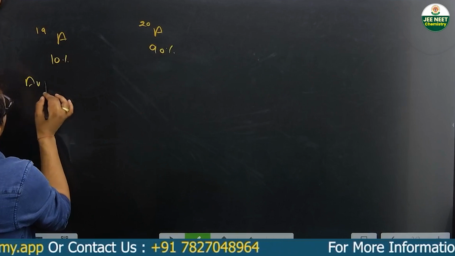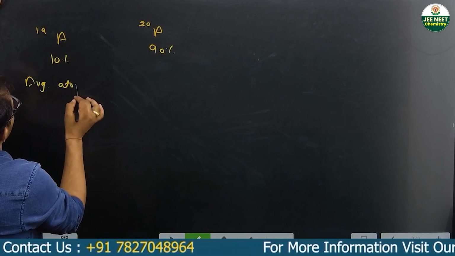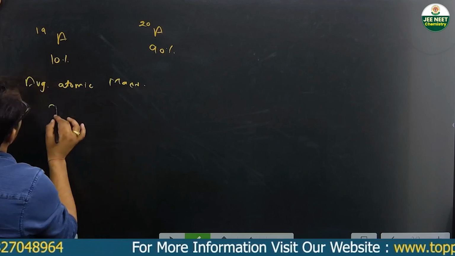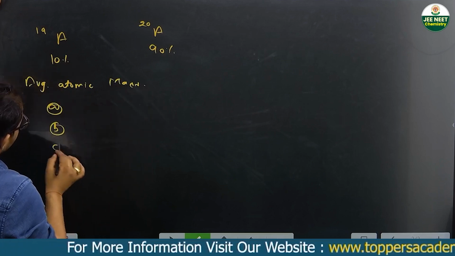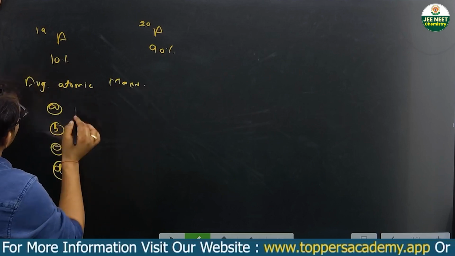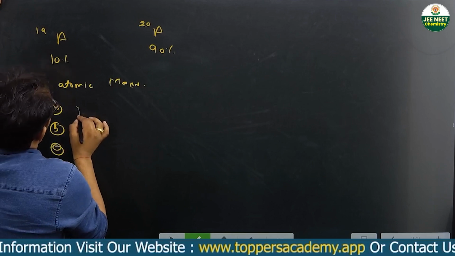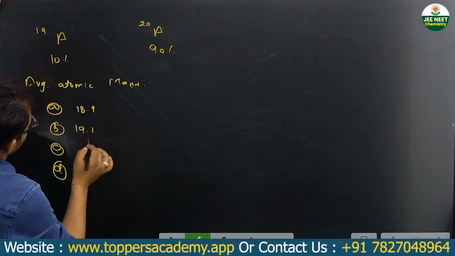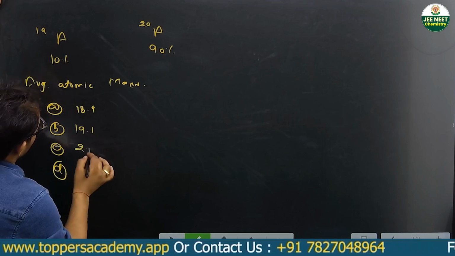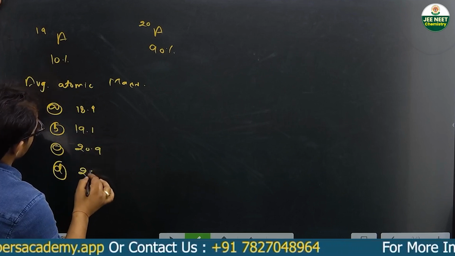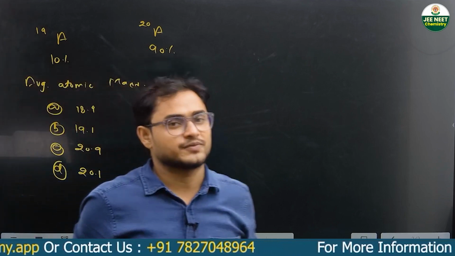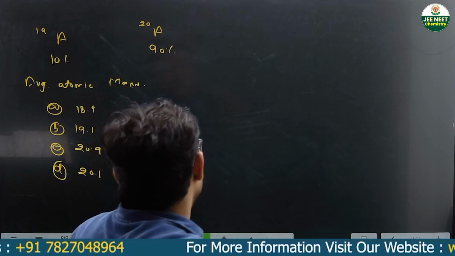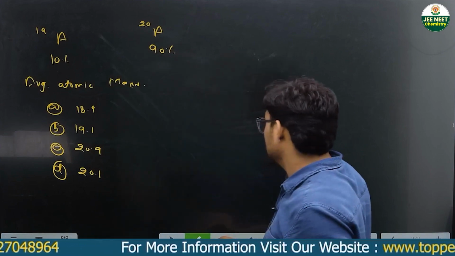Then what will be the average atomic mass? It is the question, my dear friends. Options are: 18.9, 19.1, 20.9, 20.1. These are the 4 options, my dear friends, right? Now we have to find the answer using the trick. We are not going to use a formula here, right?